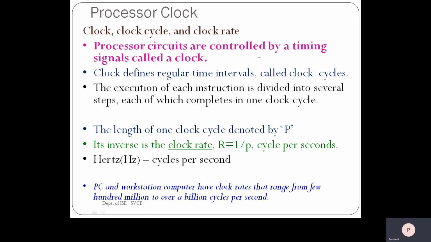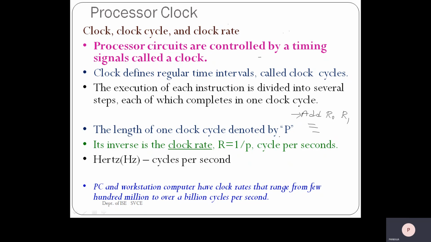Execution of each instruction is divided into several steps, each of which completes in one clock cycle. That means, for the execution of any one instruction, you just recall in the previous class I explained the basic steps an instruction goes through to execute. Each of those steps takes one clock cycle. That means to execute an instruction, it may take several clock cycles to complete its operation.